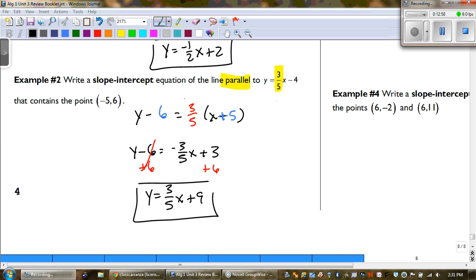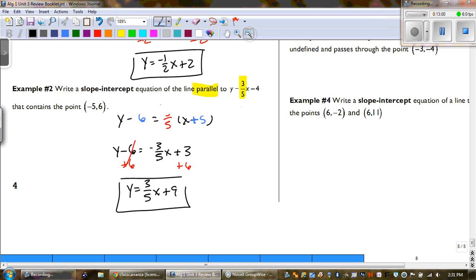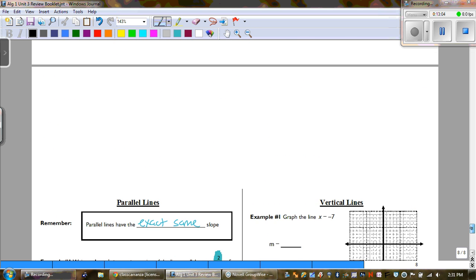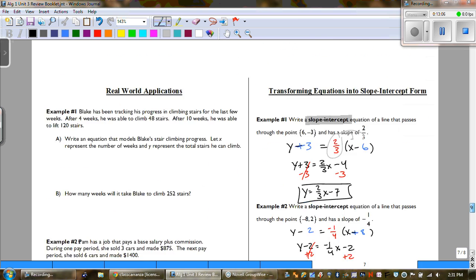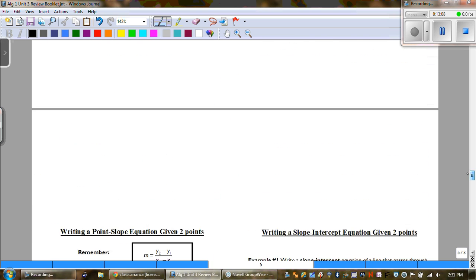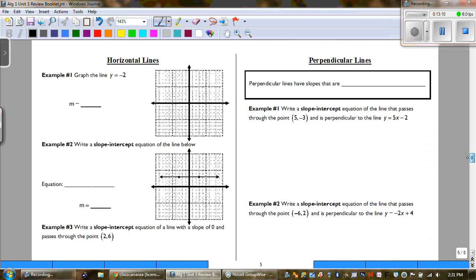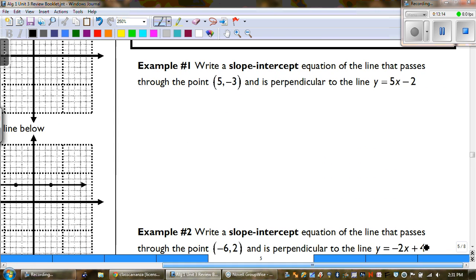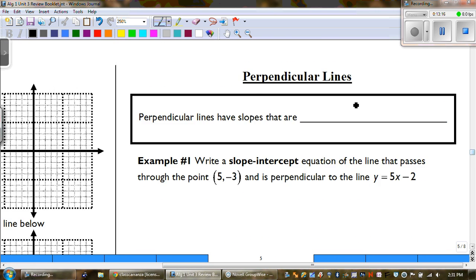All right, let's look for our next page. Nope, not vertical lines. Not that one. Perpendicular lines, here we are. All right, so perpendicular lines have slopes that are opposite reciprocal.